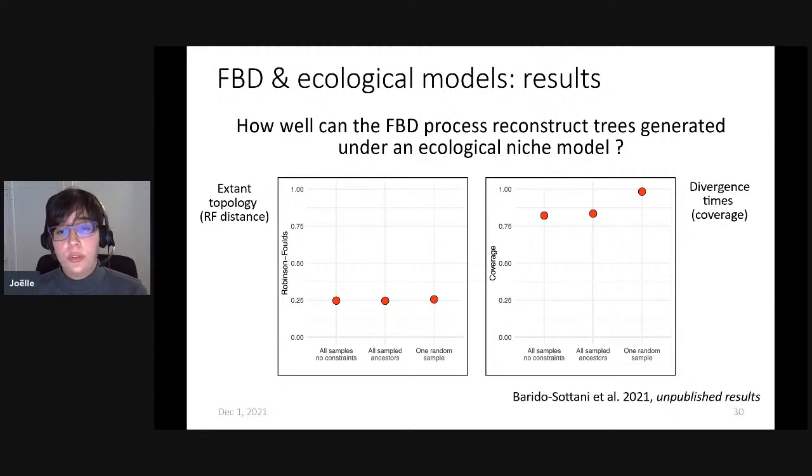But this is definitely something that we want to investigate further, in particular to look further at how well we can reconstruct the fossil topology, and whether there are other sources of variation in the ecological model that could impact how well we can reconstruct the trees that come from there.